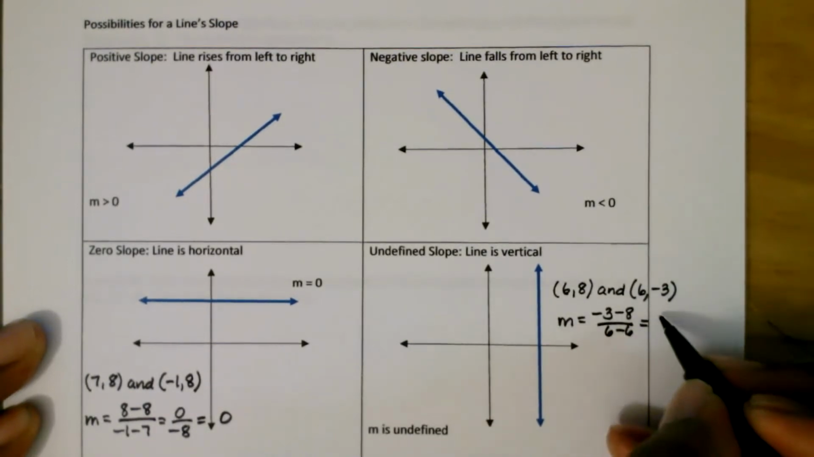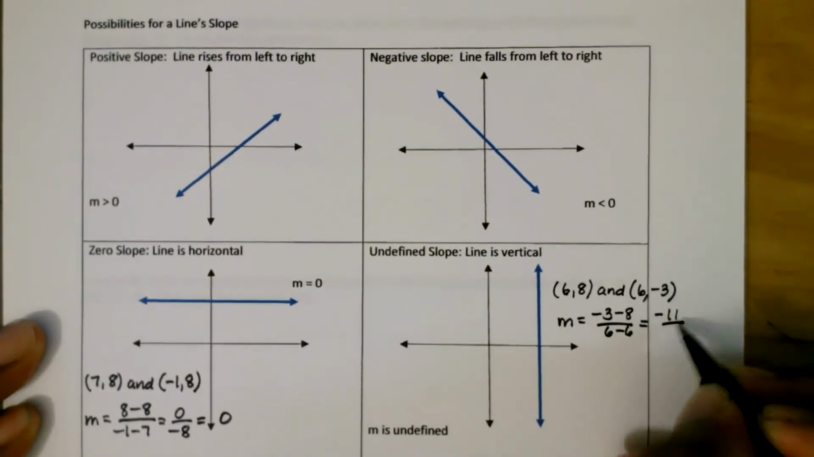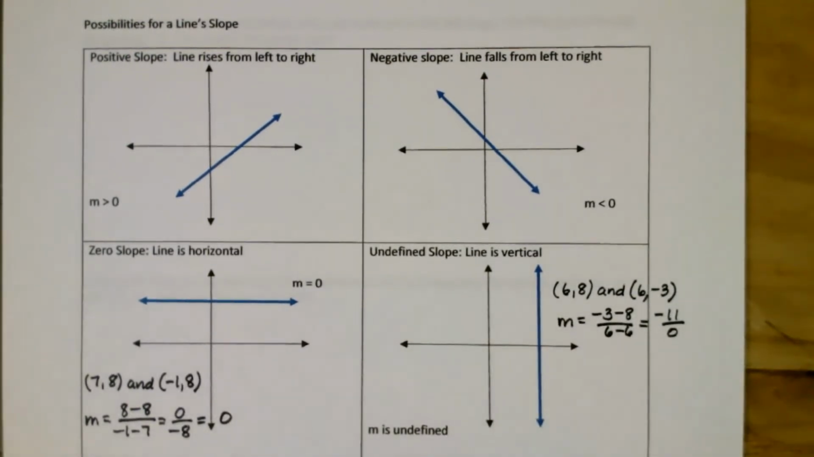And if I do -3 minus 8, that's -11 over 6 minus 6 is 0. Notice I have a 0 in the denominator. So that tells you that your slope for the line passing through those 2 points would be undefined. So that means we have an undefined slope.